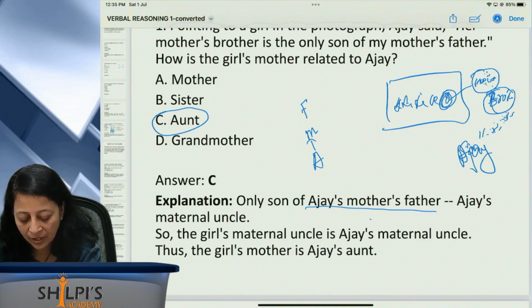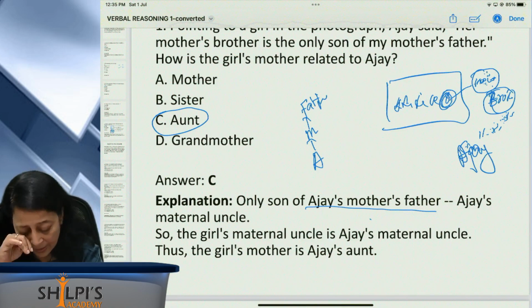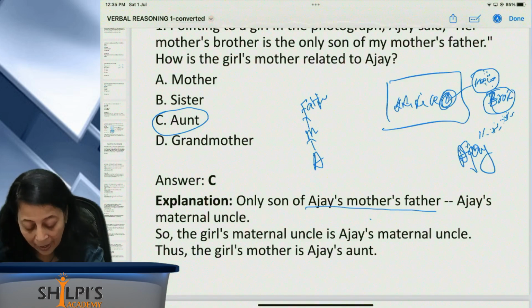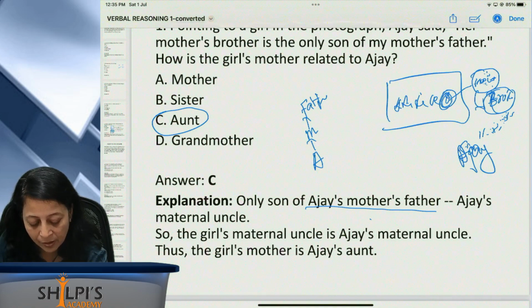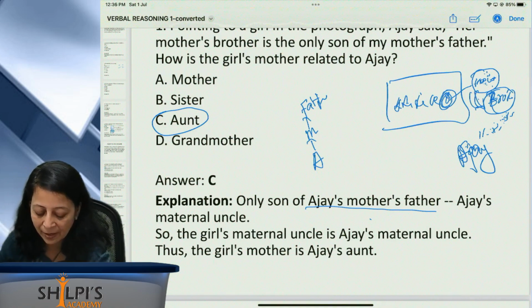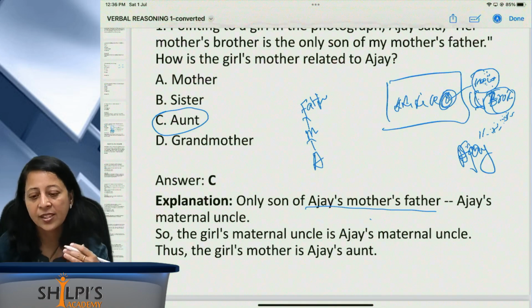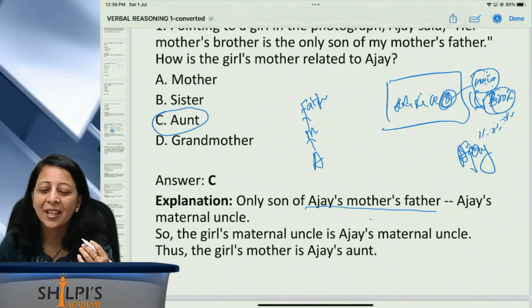Okay, this is Ajay, this is Ajay's mother, this is Ajay's mother's father. So it is the uncle of that aunt, because you can see they are brothers. Okay, so it is the aunt. So the girl's maternal uncle is Ajay's maternal uncle. So thus the girl's mother is Ajay's aunt. Okay, it will be slightly confusing.